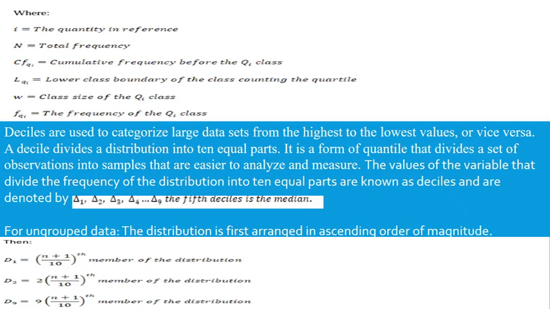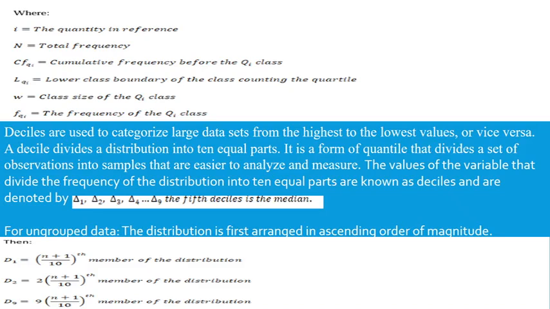A decile divides a distribution into 10 equal parts. It is a form of quartile that divides a set of observations into samples that are easier to analyze and measure. The values of the variables that divide the frequency of the distribution into 10 equal parts are also known as deciles and are denoted by D1, D2, D3, D4, up to D9. The fifth decile is the median.